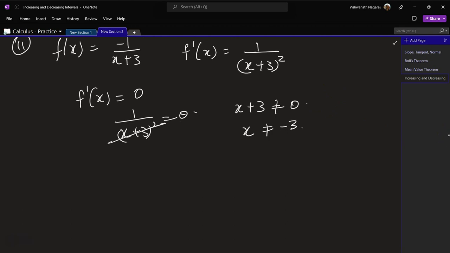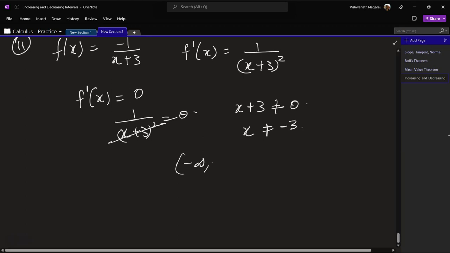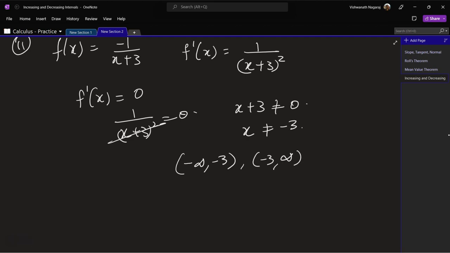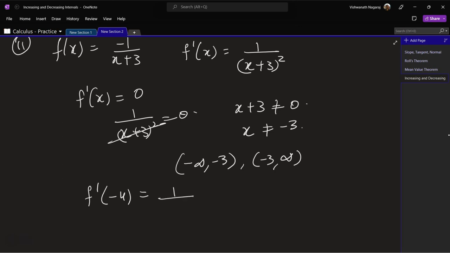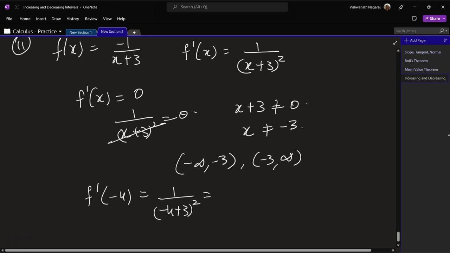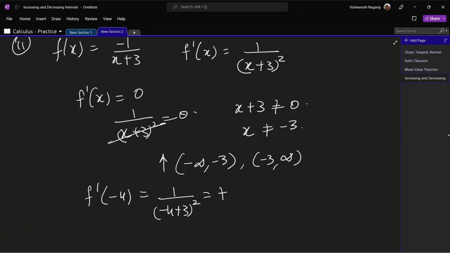So that means it is continuous in what interval? Since it cannot be equal to 0, we will have minus infinity to minus 3 and minus 3 to infinity. The only thing is it can't be minus 3. So within these intervals, let's look at the ascending descending nature. So f prime of minus 4 is going to be 1 by minus 4 plus 3. Now this is a square in the denominator. So in every case it will be positive. So that means it is going to be ascending. And in this case also it will be ascending because the denominator is a square. So which means it will never be negative.